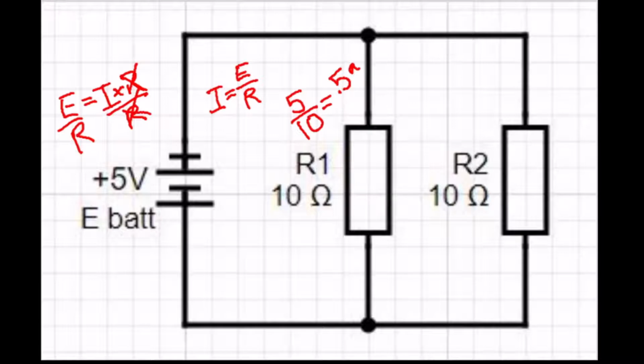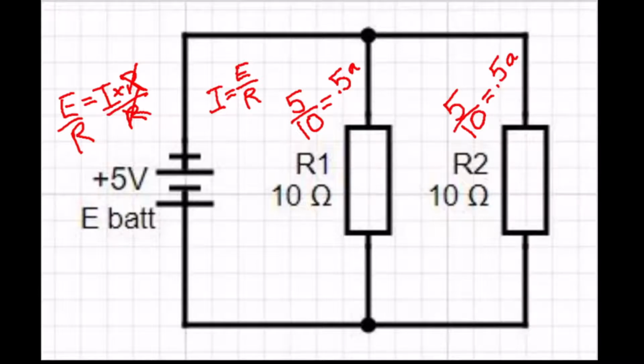Okay, now let's do the same thing over here. We're going to solve for the amperage at R2. Voltage is the same. We remember that. And in this case, the resistance is 10 ohms. So it's 5 divided by 10, and it's also going to be equal to 0.5 amps.